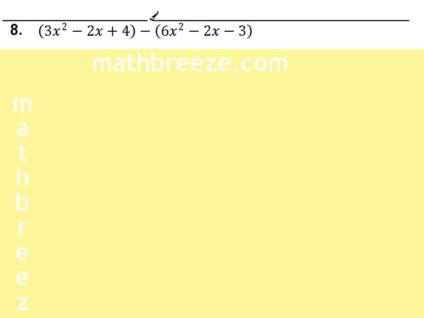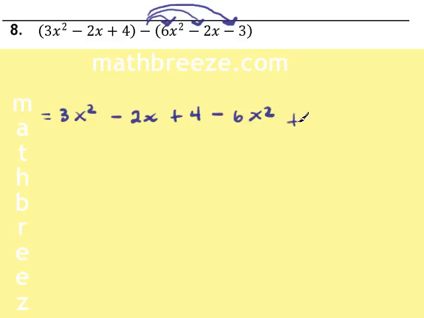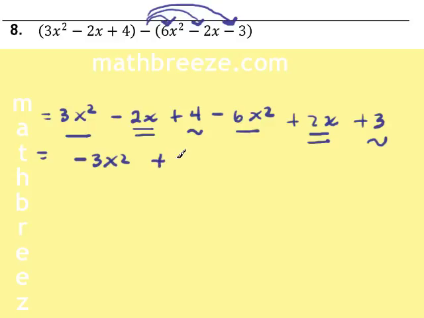Okay, and now once again distribute that minus. Okay, we have 3x squared minus 2x plus 4 minus 6x squared, minus minus is plus 2x, minus minus is plus 3. So we have a minus 3x squared. These cancel. And 4 plus 3, that's a plus 7.